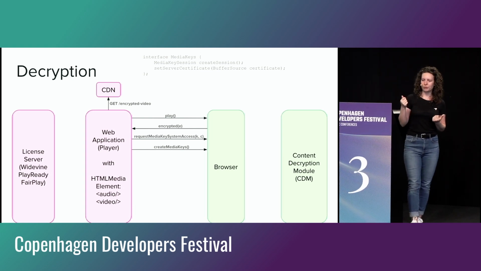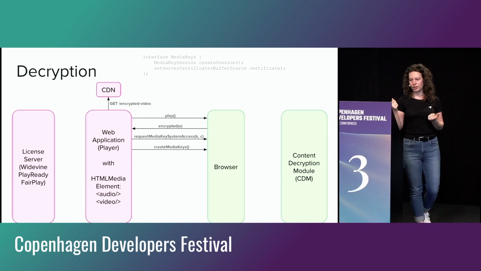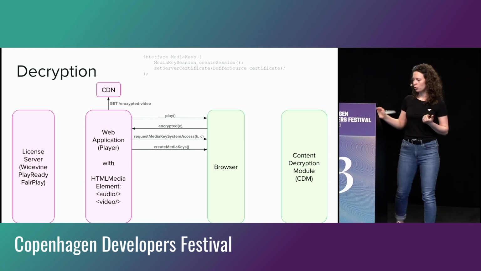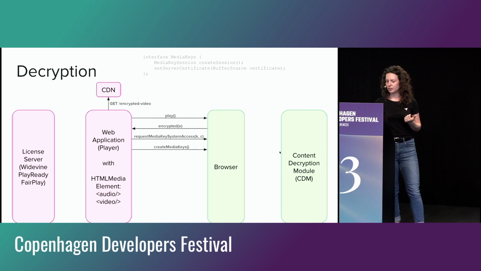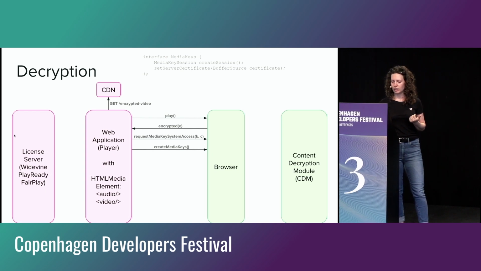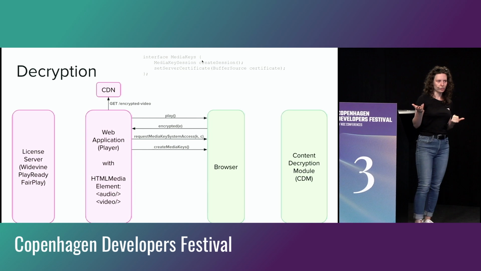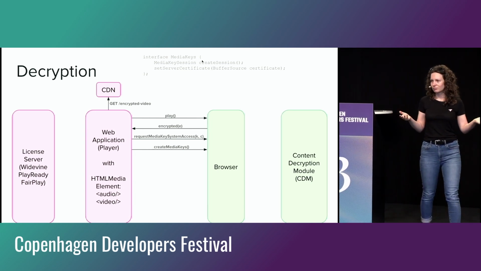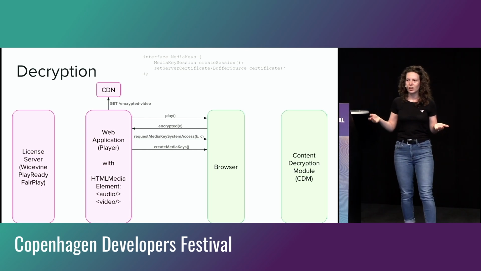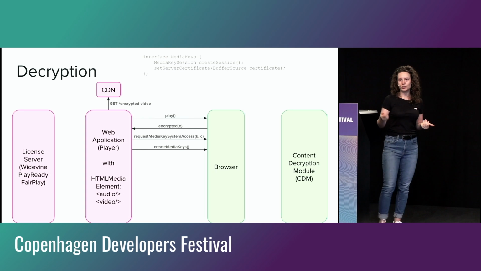And it has two methods. The setServerCertificate, which will be used to encrypt the messages that will be later sent between the CDM module and the license server here. And we also have the createSession, which is, as the name suggests, to create the session, within which we'll obtain the keys to decrypt the content.